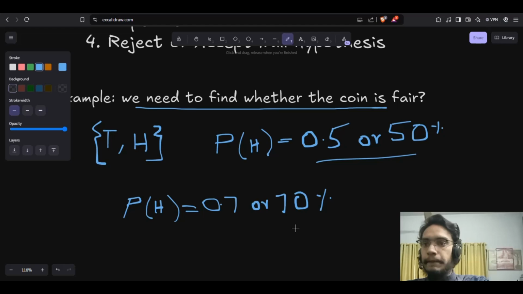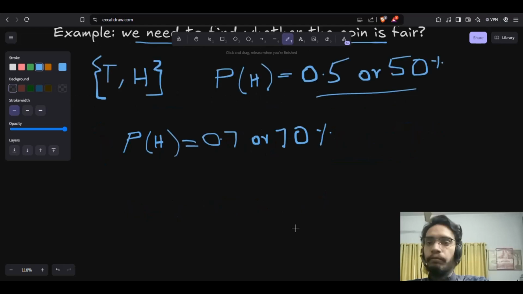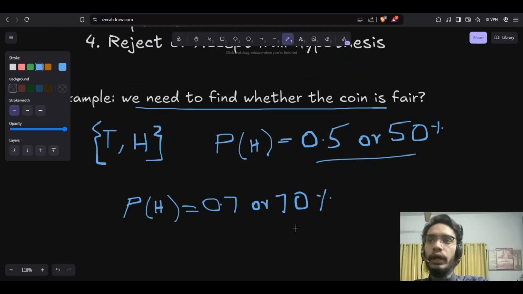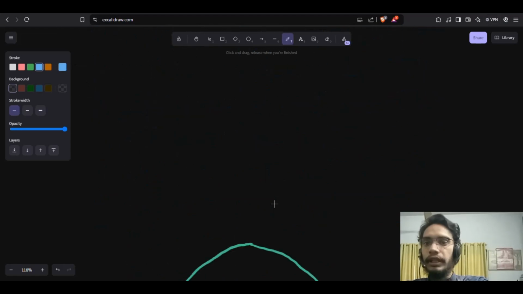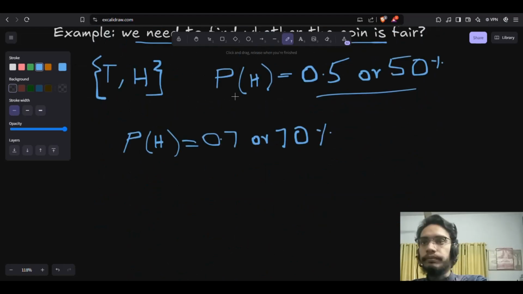For this, we need to do a proper experiment in order to decide whether the coin is fair or unfair. There are many kinds of experiments, such as the Z test or the T test. I will tell you about the Z test and T test in a later video. But for now, I'm going to explain it with an example here.